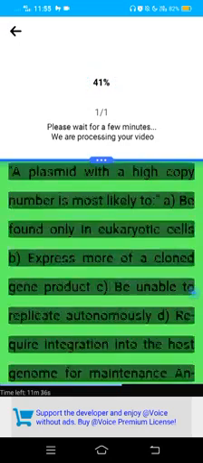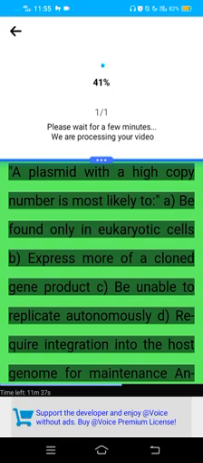CSIR NET December 2017. A plasmid with a high copy number is most likely to: A. Be found only in eukaryotic cells. B. Express more of a cloned gene product. C. Be unable to replicate autonomously. D. Require integration into the host genome for maintenance. Answer: B. Express more of a cloned gene product.